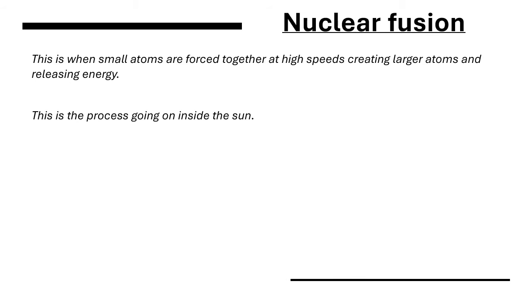So nuclear fusion is when small atoms are forced together at high speed, and they create larger atoms, and as they are more stable, they release energy. Now this is the process going on inside the sun, and this is the process that the sun uses to create its energy.